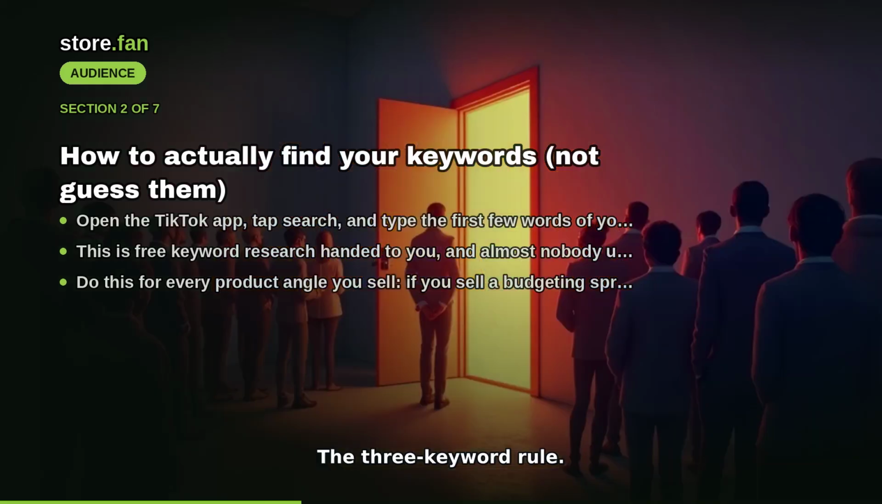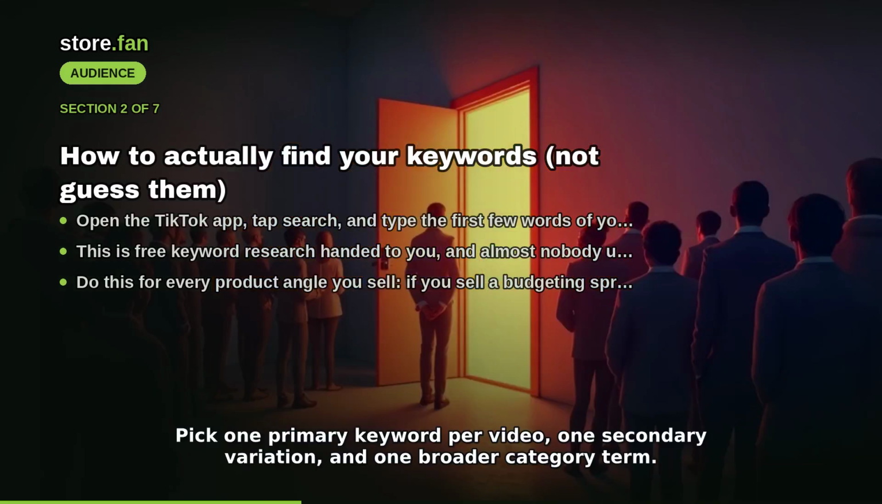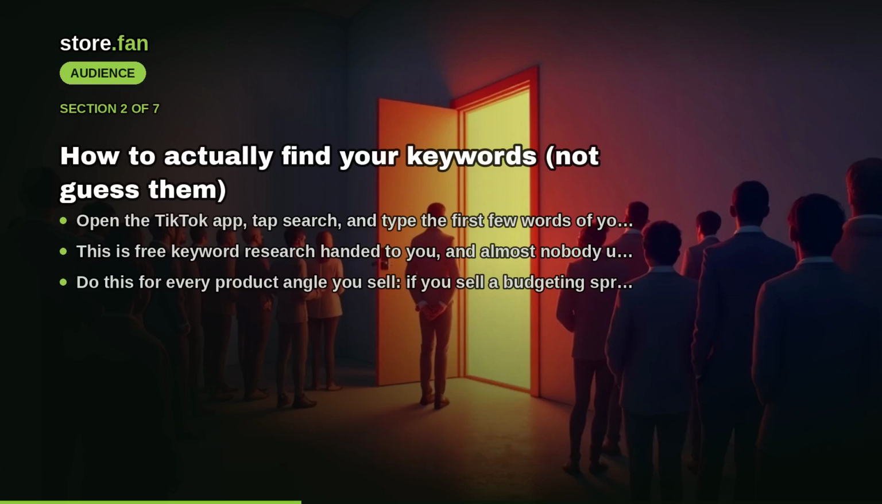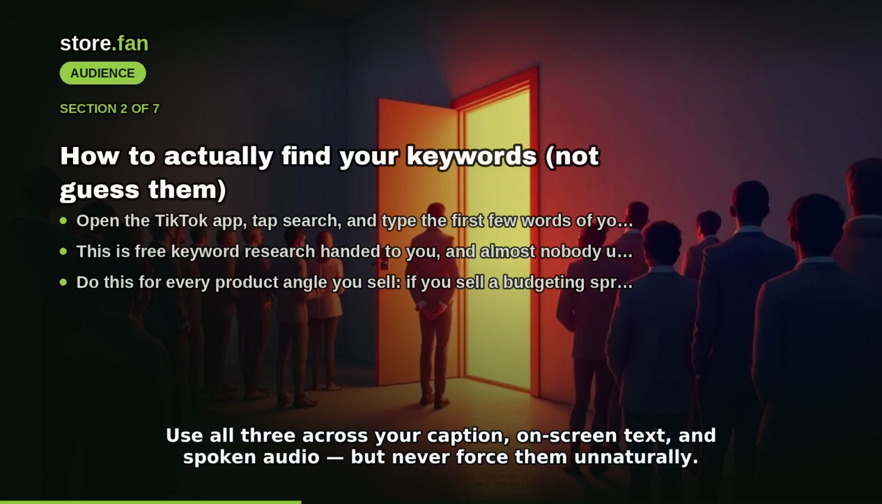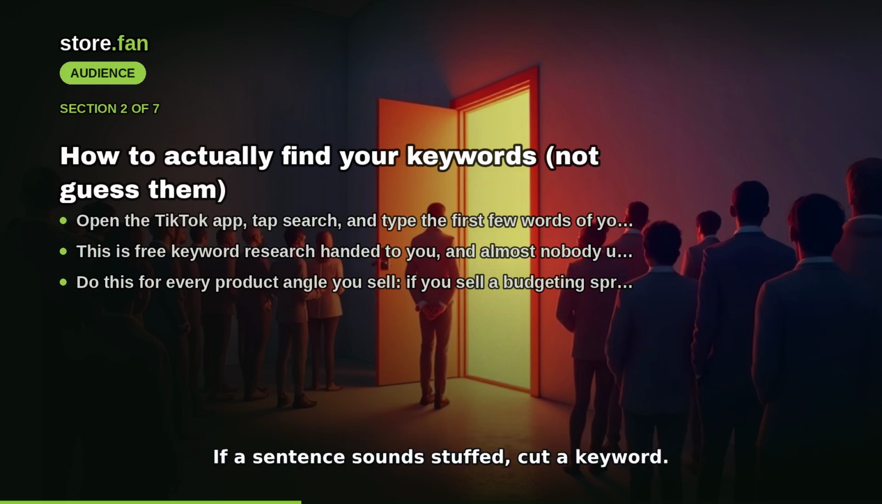The 3 keyword rule. Pick 1 primary keyword per video, 1 secondary variation, and 1 broader category term. Use all 3 across your caption, on-screen text, and spoken audio, but never force them unnaturally. If a sentence sounds stuffed, cut a keyword.